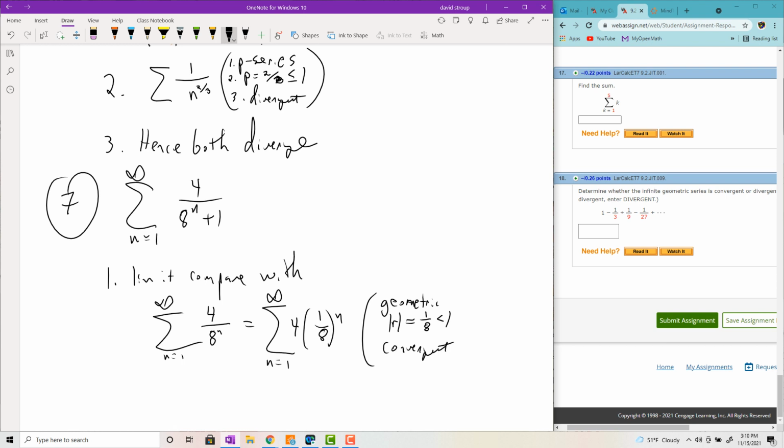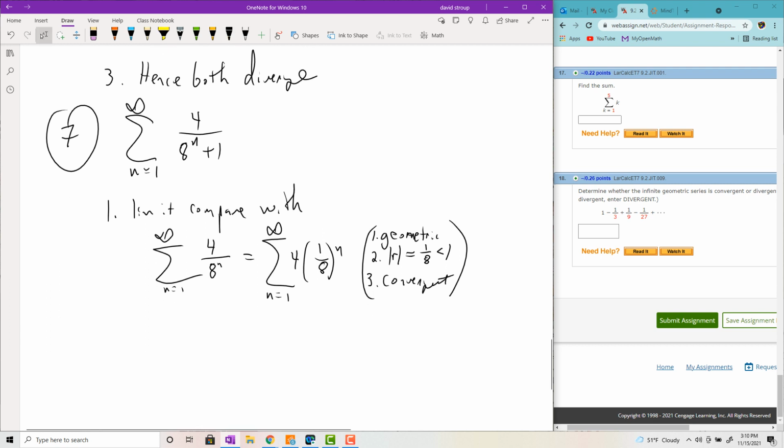Okay, so again, when you're making these conclusions, you have to say those three things. What kind of series, what's its characteristic, and what's your conclusion based off of that. Okay, so secondly then I form a limit. So note the limit of the ratio of the terms of those two series. So I have the limit of 4 all over 8 to the n plus 1 all over 4 all over 8 to the n as n goes to infinity.